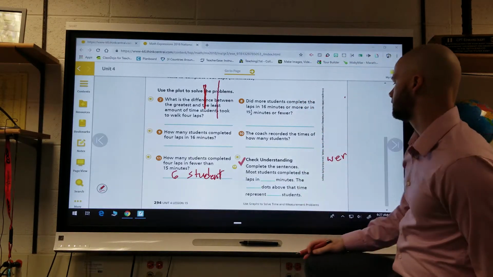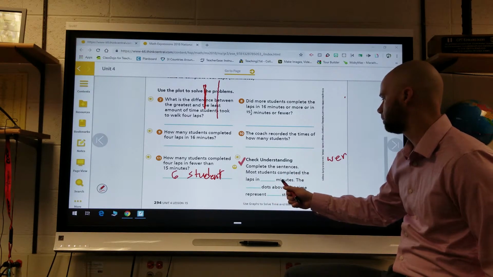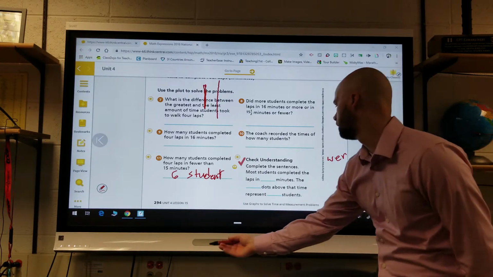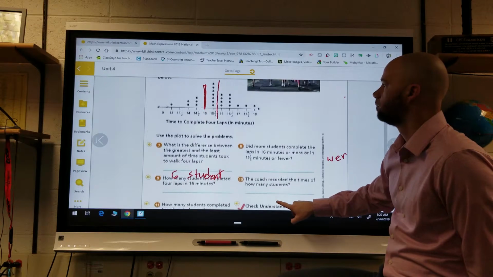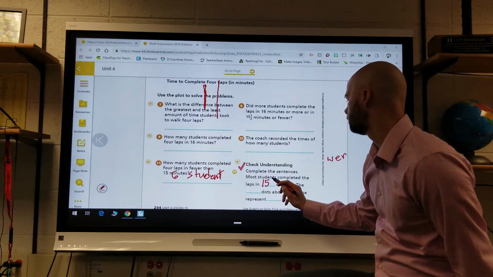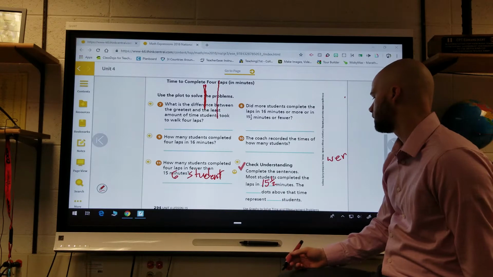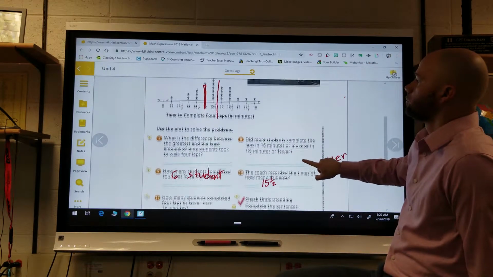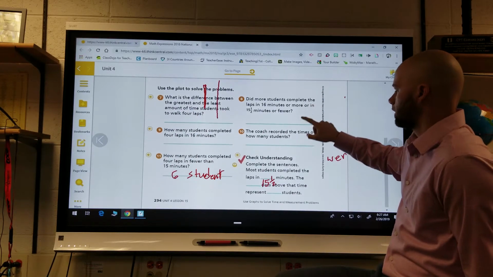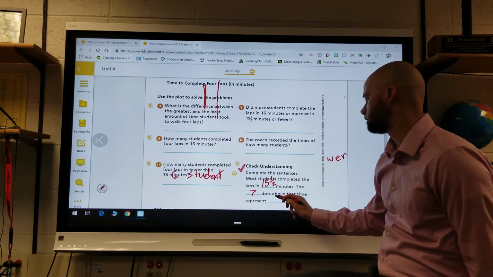All right, complete the sentences so that they make sense. Most students completed the laps in blank minutes. The dots above that time represent blank students. Okay, so most students completed the laps in how many minutes? Most would be 15 and a half. So 15 and a half would go here. The number of dots goes next. Above that time represent blank students. So if we go back here, we have 1, 2, 3, 4, 5, 6, 7. So 7 and 7 is our answer there. Okay, so there are 7 dots, and they represent 7 students.